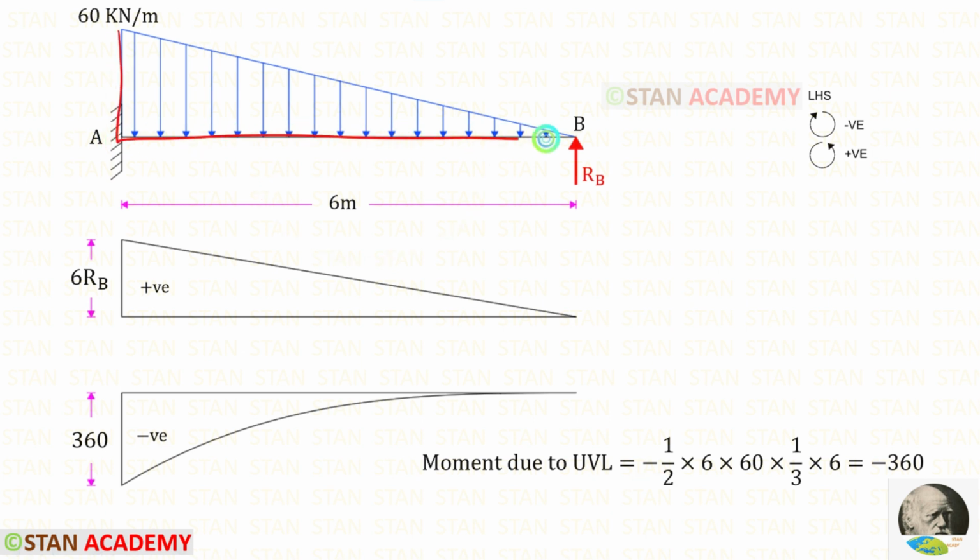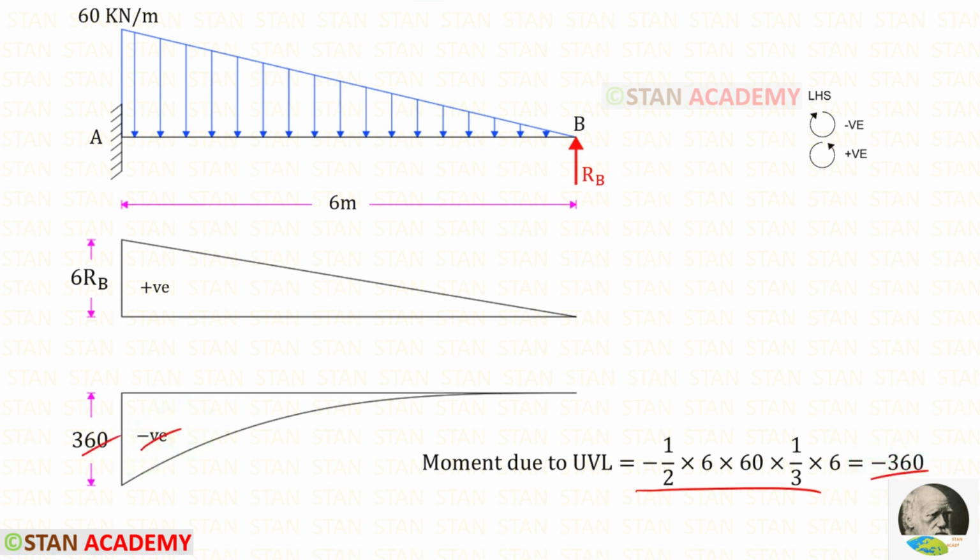We know that it is a triangle. We know the area formula of a triangle, half into BH. Here the breadth is 6 and the height is 60. So this is the area. Now we have to find the centroid distance of this triangle about the point A, that is 1 by 3 into breadth. Here the breadth is 6. So 1 by 3 into 6. When we calculate this, we will get minus 360.